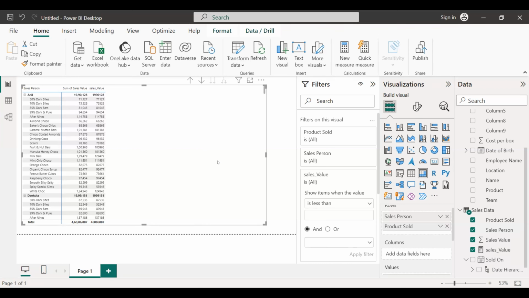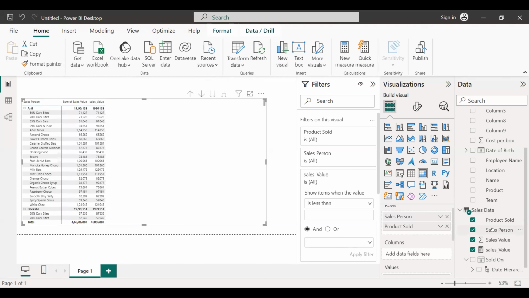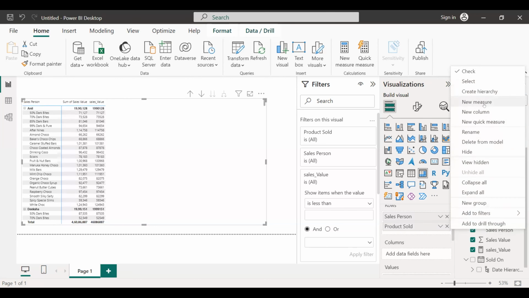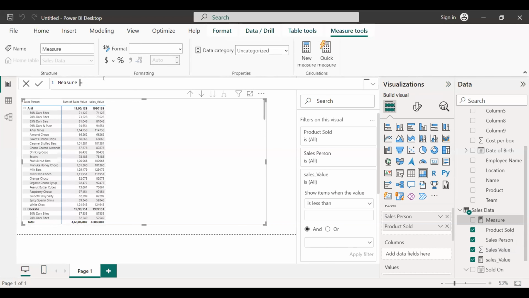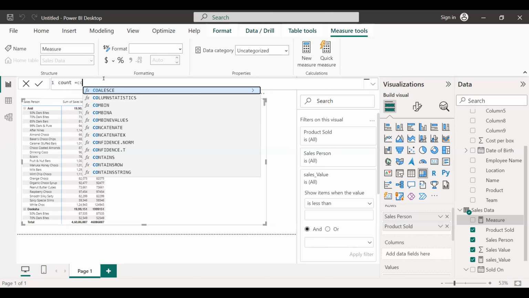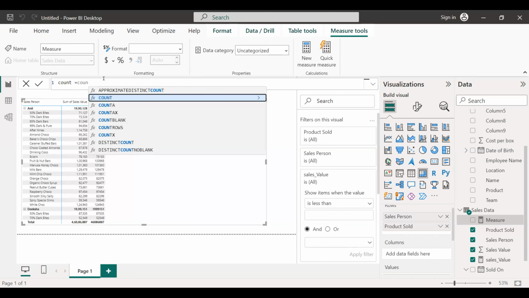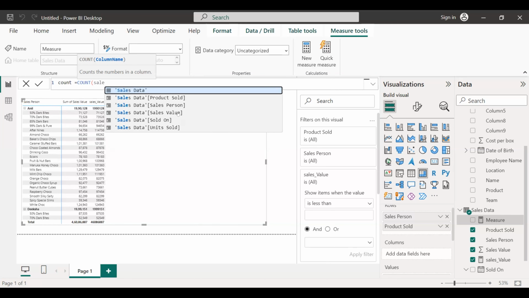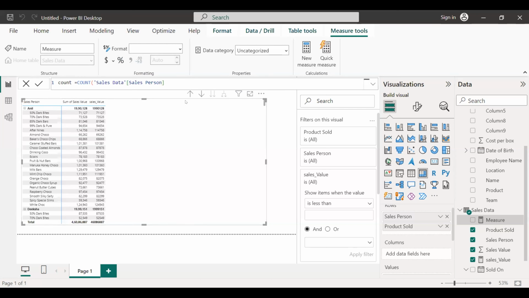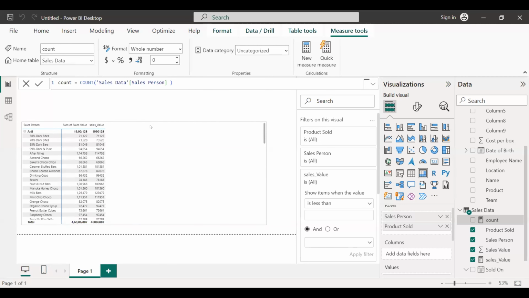So we'll take another measure, which is count. We need to count the salespersons. How many salespersons are in our table? So we will take another new measure. We want to count. I will take a count, and in count, we need to take salesperson. How many salespersons are in our table? I will click. So the measure is created.